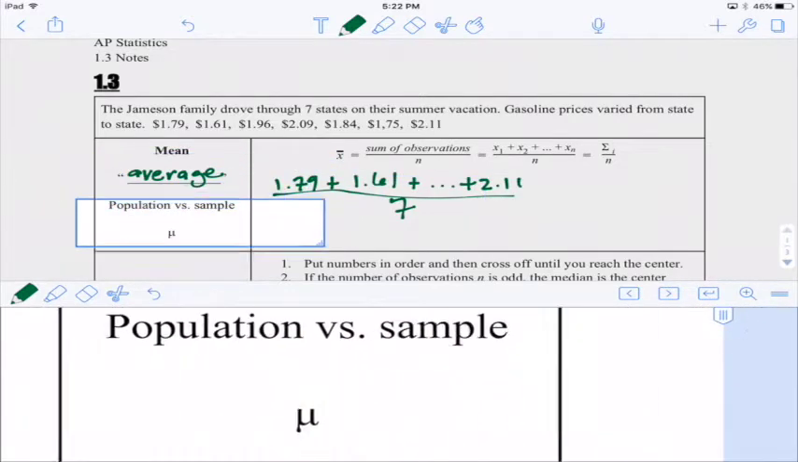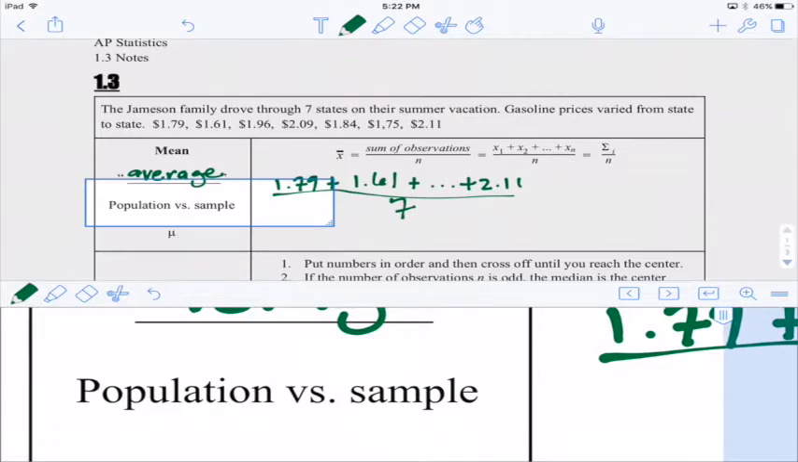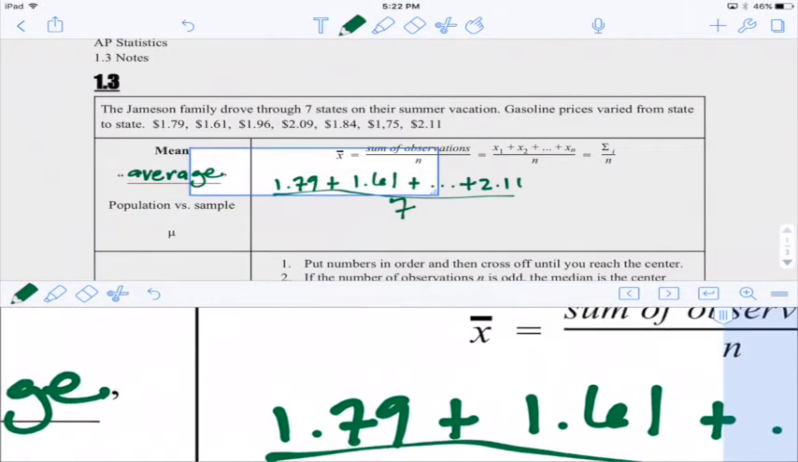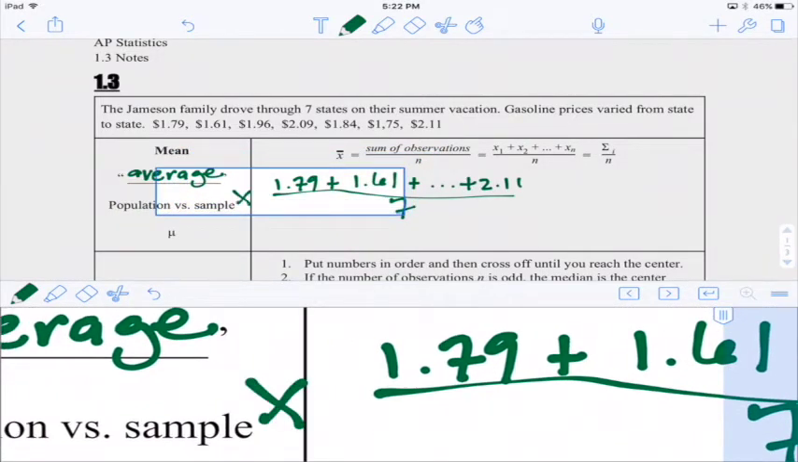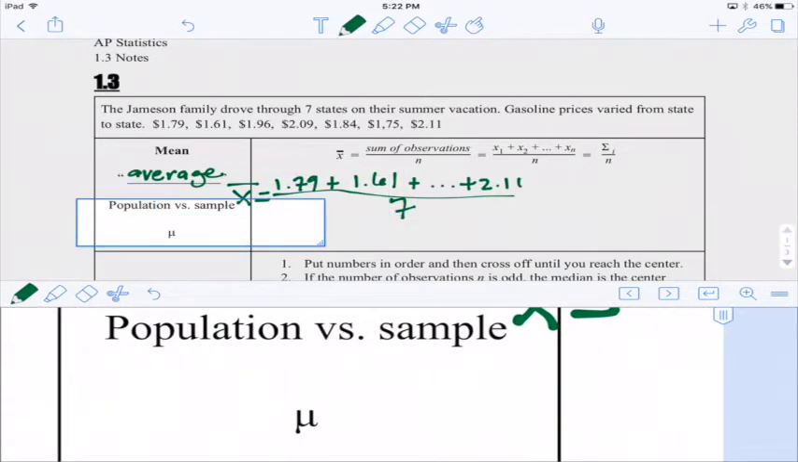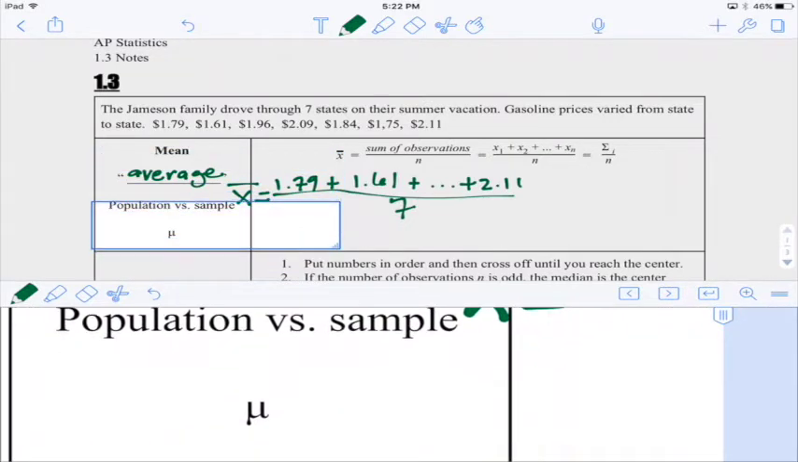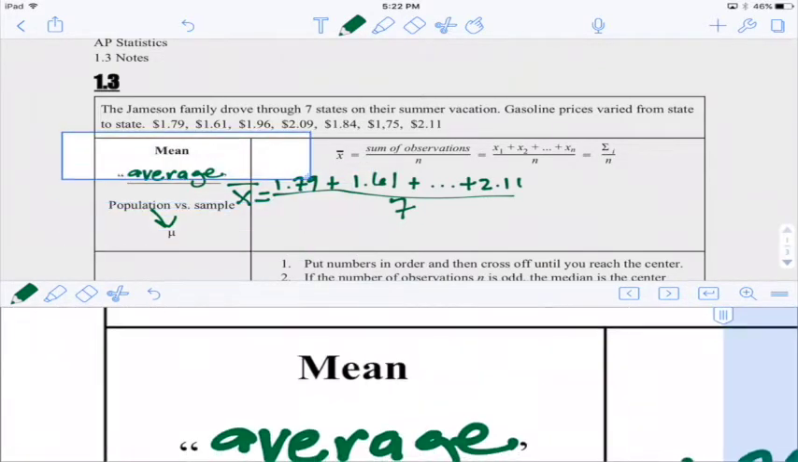This population versus sample is going to be an important idea later. Again, this is a sample of them, so we call it x bar. So this is the mean of the sample. If we had every gas price from all of the states, we could use this mu, which is the population mean. Both x bar and mu mean mean.